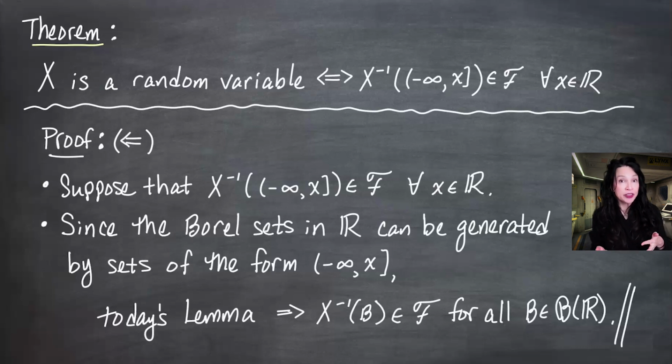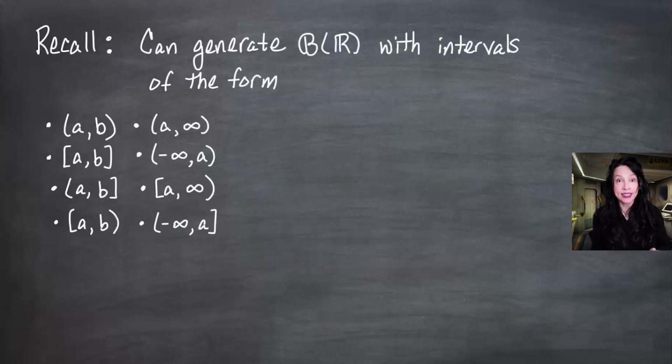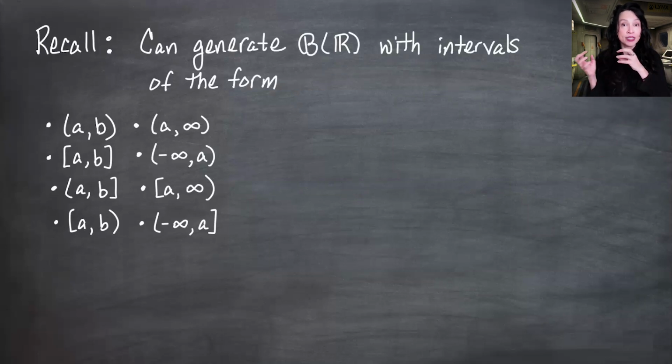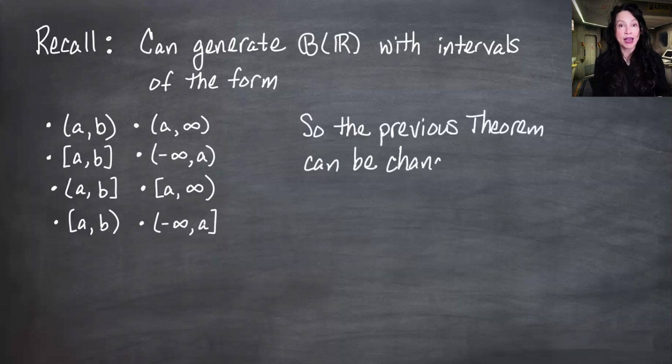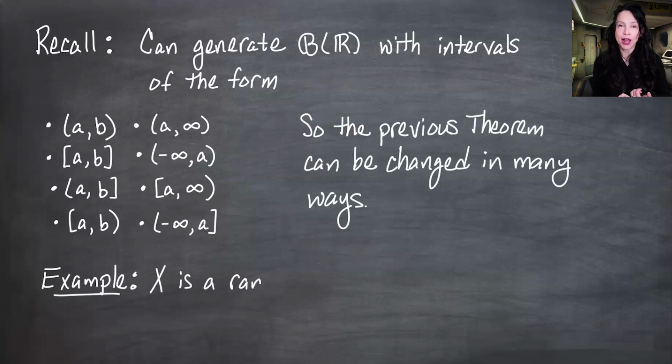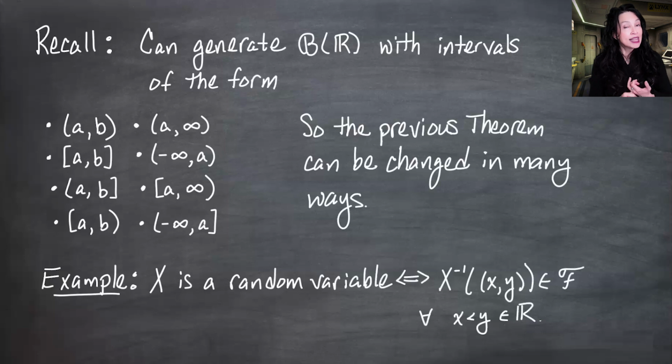Recall again that we can generate the Borel sets on R by intervals like these, and this is not an exhaustive list. And you can replace the A and the B with an X and a Y if you want this to match up better with some of the theorems from today. But we already know that the last theorem was an if and only if. The second condition can be replaced by pulling back any of these types of sets. For example, we now have the theorem that X is a random variable if and only if the inverse image of all open intervals of the form open x to open y are in F.